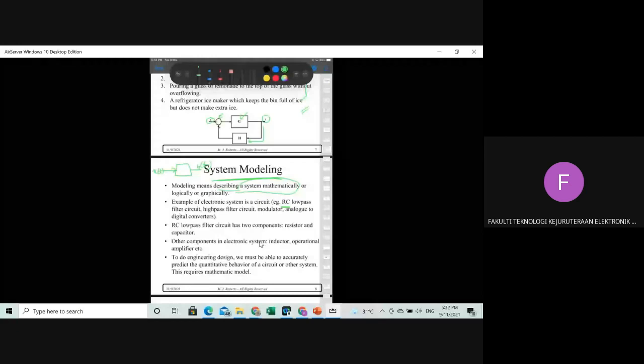For example, in the electronic system, we have an RC low pass filter. RC means resistor capacitor. You learn this in circuit theory. You have RC circuits, RLC circuits, RL circuits. Okay, that's systems. So how does the input signal V, together with the resistor and capacitor, and then the output, connect with each other? How do the signal and the system associate with each other?